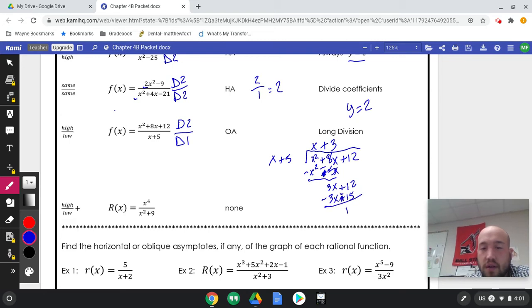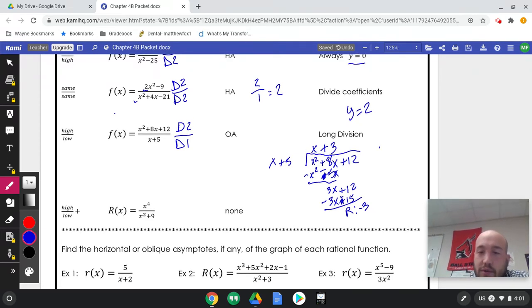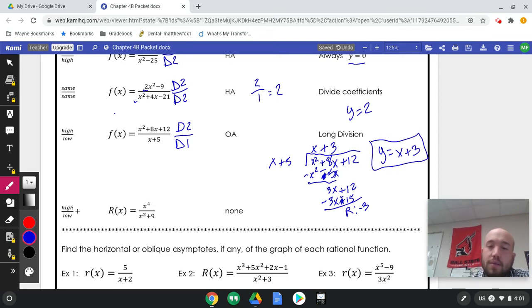Now, oddly enough, we don't actually care what the remainder is. The remainder does not affect us. All we care about is that x plus 3. So our answer for our oblique asymptote is y equals x plus 3. I took that right off the top here. That's what my answer was, and that is what I get as my oblique asymptote.